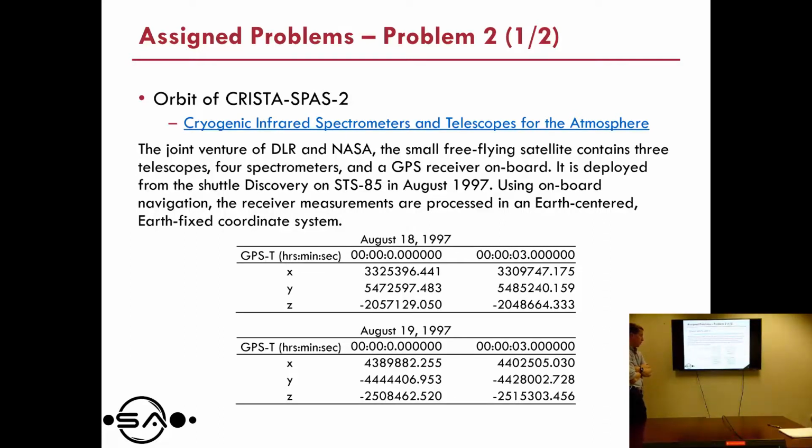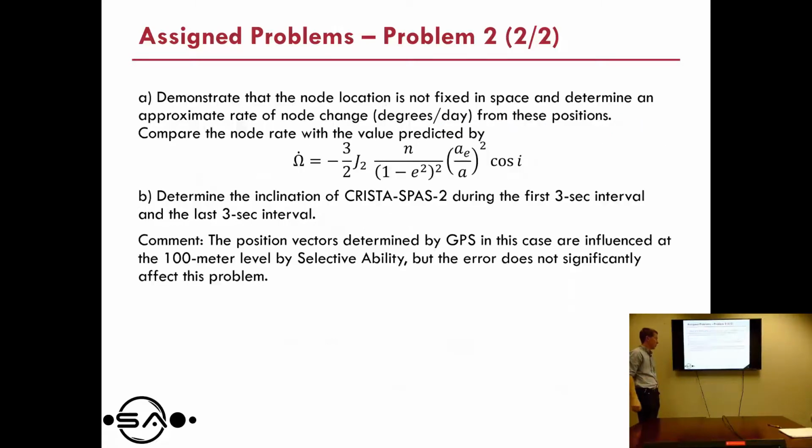So your second problem: there's a payload that goes off the Shuttle Discovery in 1997. It has a GPS receiver on board. You get 2 printouts from an Earth-centered, Earth-fixed coordinate system. These are your positions from the GPS. Demonstrate that the node location is not fixed in space, in other words, that it's perturbed. Determine an approximate rate of node change from these positions, and then compare it with the equation provided to you, which is also in the textbook.